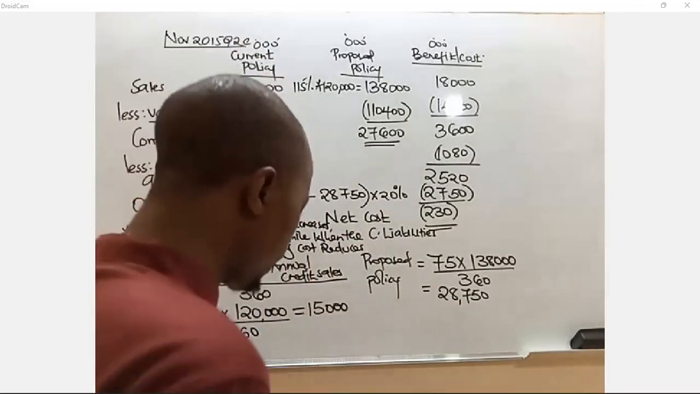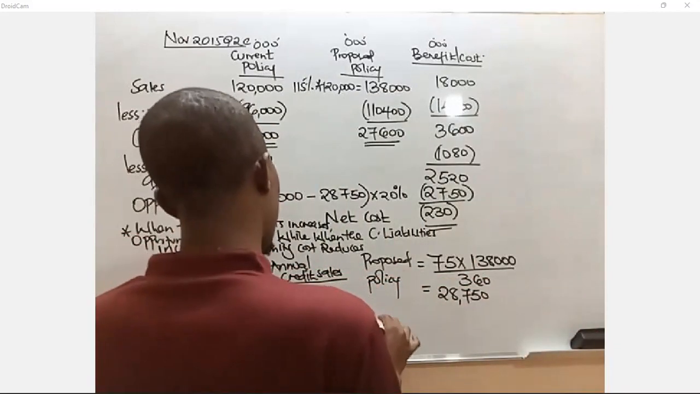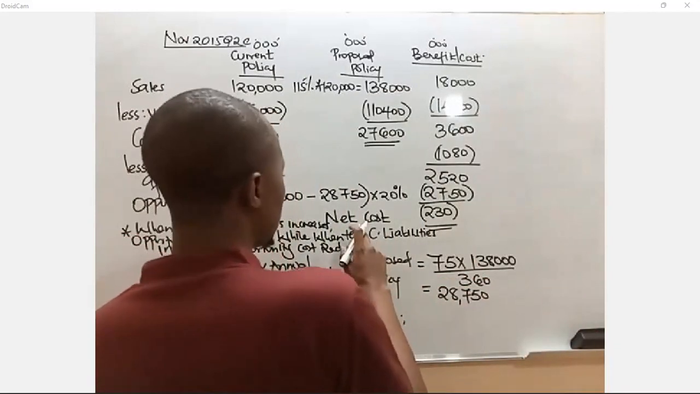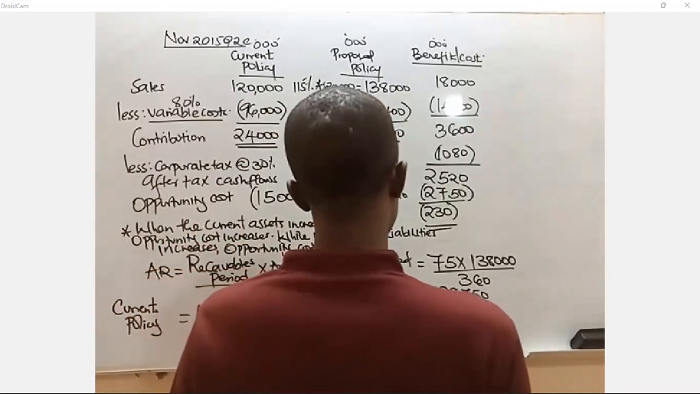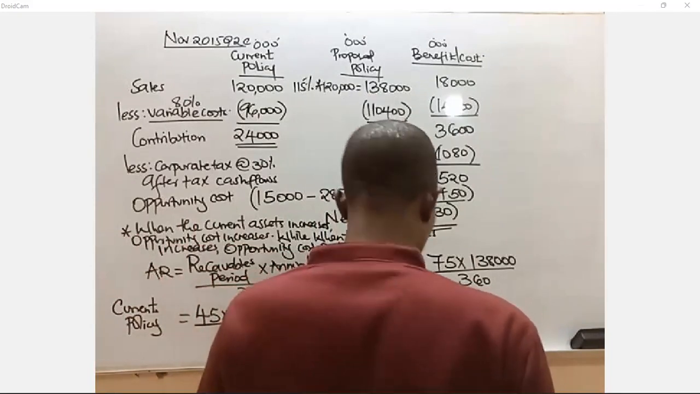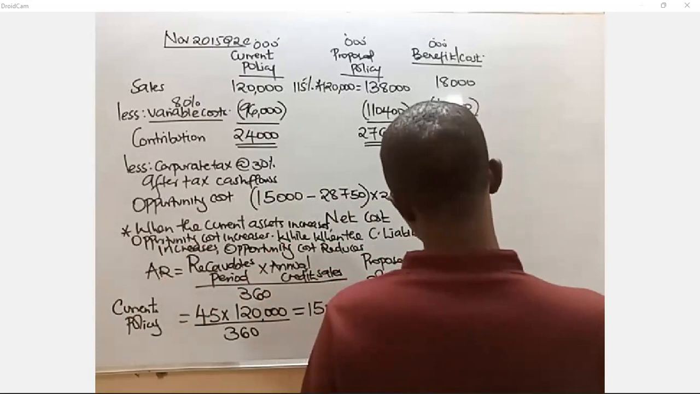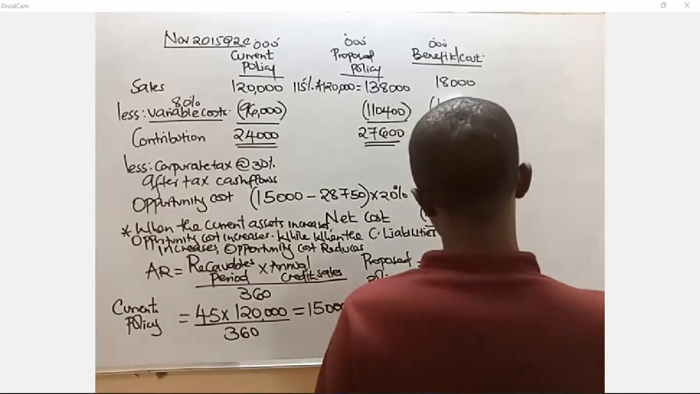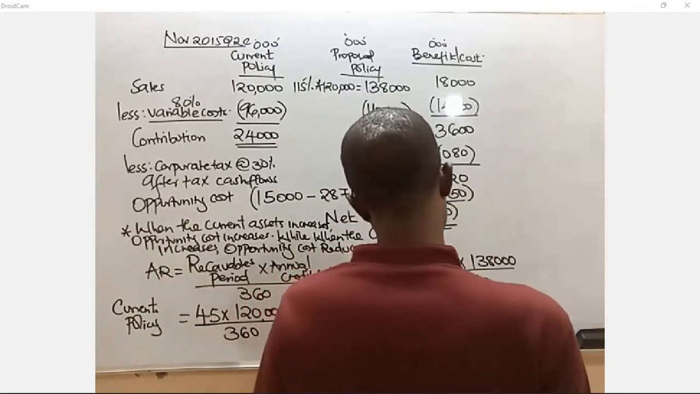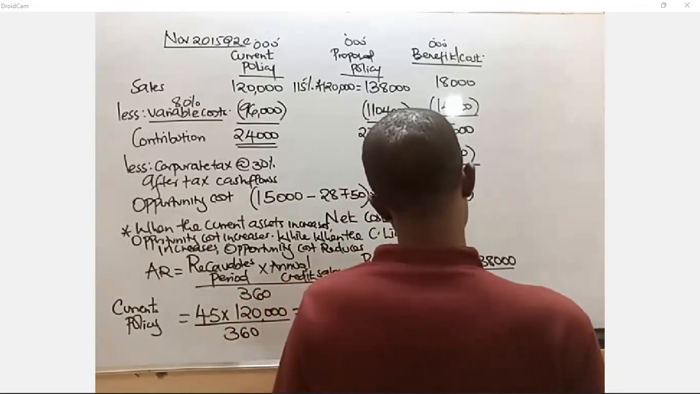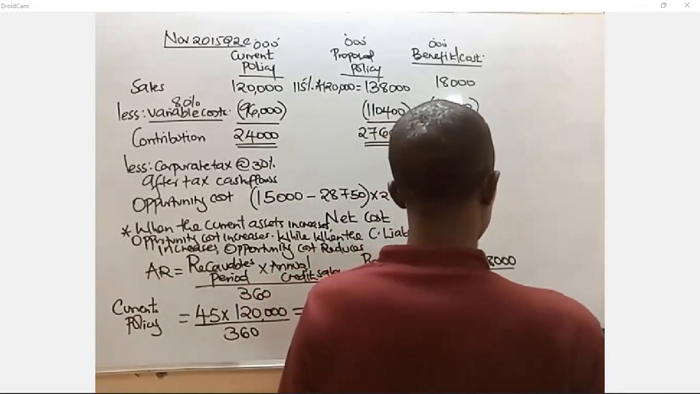Therefore, the advice that you're supposed to be giving this organization is this: because you can see you are getting a net cost, not a benefit, we say the management should not relax the credit terms.